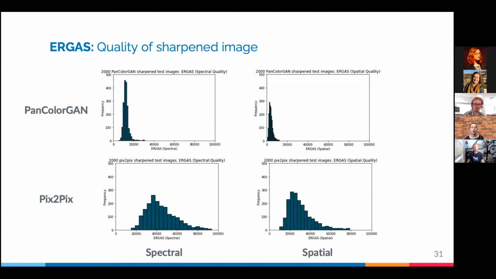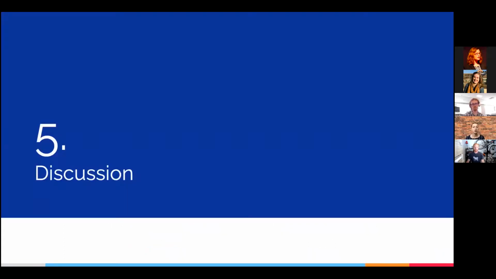And when comparing the two sharpening algorithms to each other, the spatial and spectral quality of images sharpened with pix-to-pix was lower than those sharpened with pan-color GAN. So pan-color GAN produced higher quality sharpened thermal images. So both image quality metrics sort of lined up with each other and agreed with the visual checks that I made. So next I'll talk a little bit about the discussions and some areas for future work.